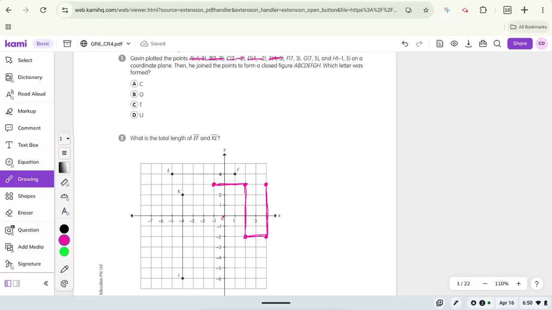Next is the point 7, 3. Now this graph doesn't go out that far, but I can sort of extend this a little bit. So this goes out to 4, so this would be 5, 6, 7. So 7, 3 is going to be somewhere about in here. So I'm going to go over there. And then 7, 5 is just going to be 2 up from that. And then -1, 5 from the origin, I'm going to go to the left 1 and up 5. So I'm going to connect that.